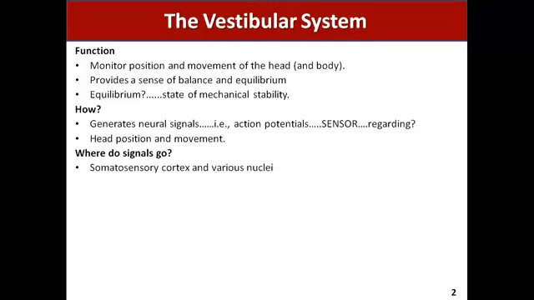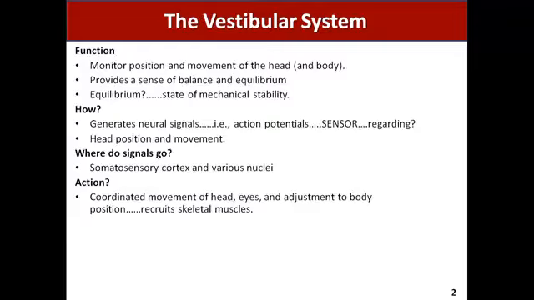These signals will eventually get conveyed to the somatosensory cortex so that we generate a conscious awareness of head position and body position as well as movement. But it also projects to various nuclei that we'll discuss shortly.